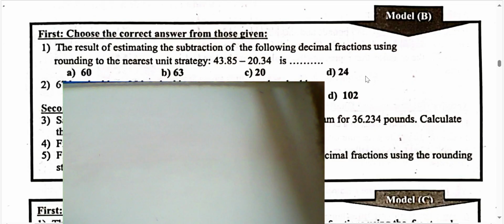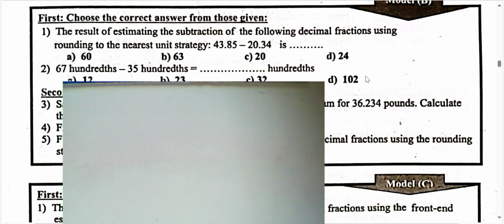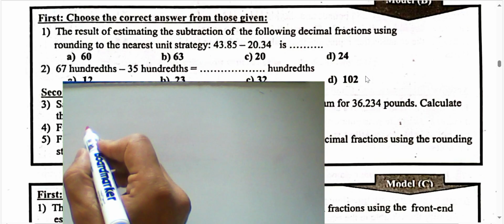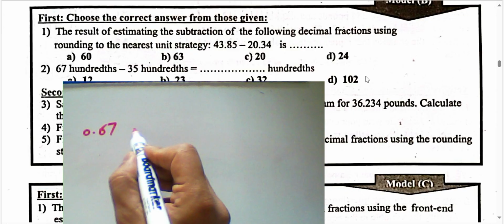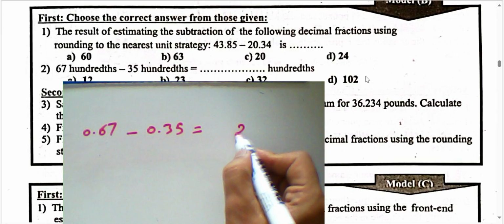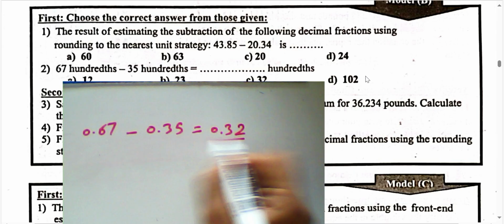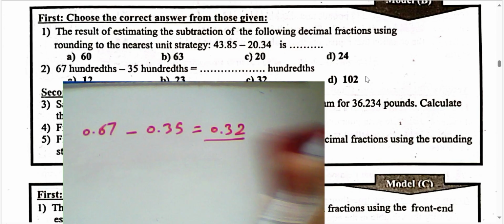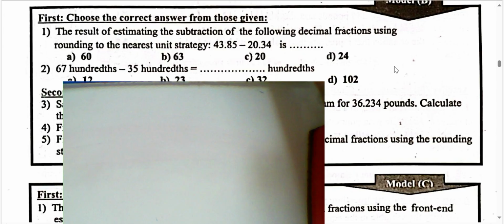Okay, next question. 67 hundredths subtract 35 hundredths. 7 minus 5 equals 2. 6 minus 3 equals 3. The result will be 32 hundredths. Next question.